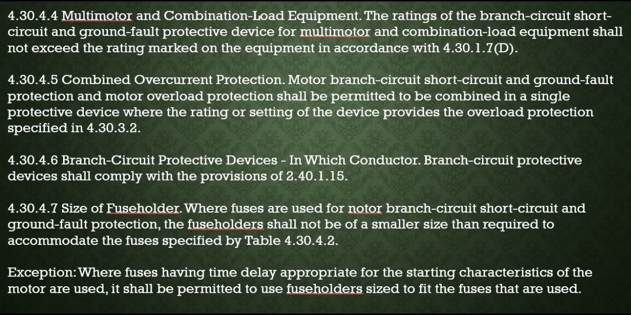So as you can see, it covers various protection requirements. For multi-motor equipment, the branch circuit protection rating cannot exceed what's marked on the equipment. Combined overcurrent protection is allowed if it provides the necessary overload protection. And also, fuse holders must be sized appropriately for the fuses used according to table 4.30.4.2. Pero kung time delay fuses ra ang imong gamiton, pwede ang fuse holders na size to fit those fuses.